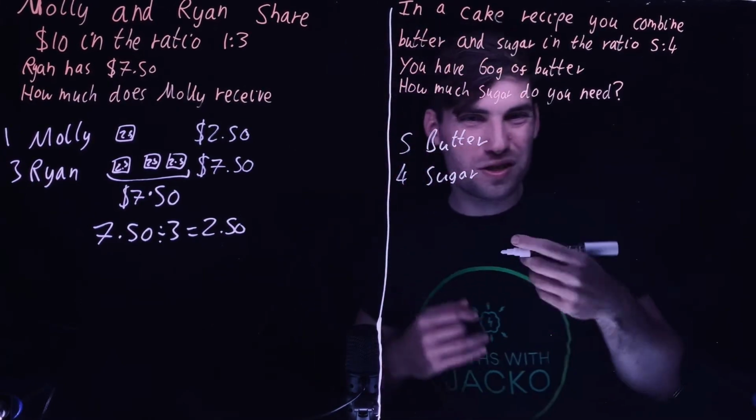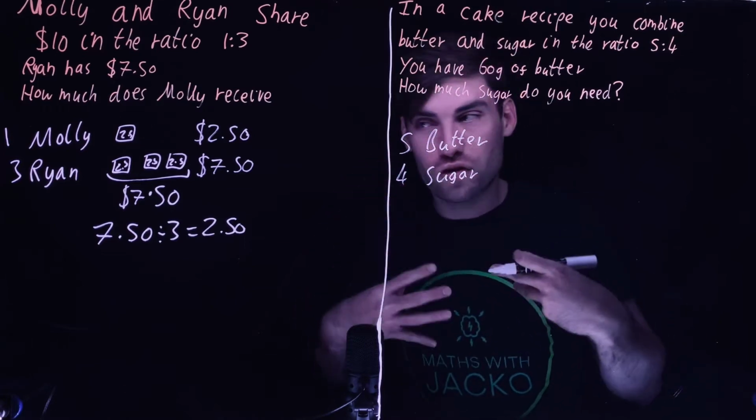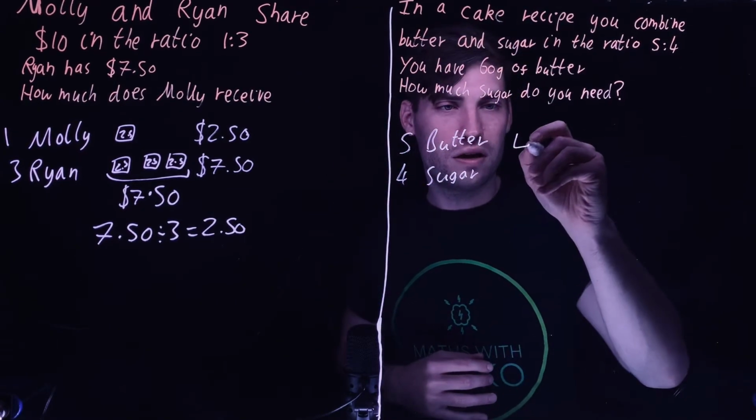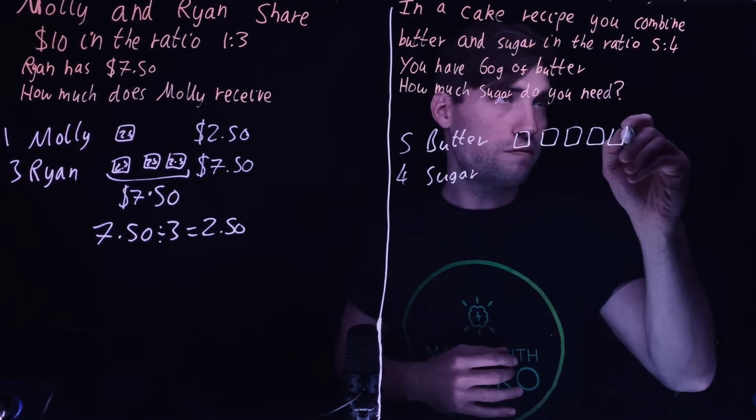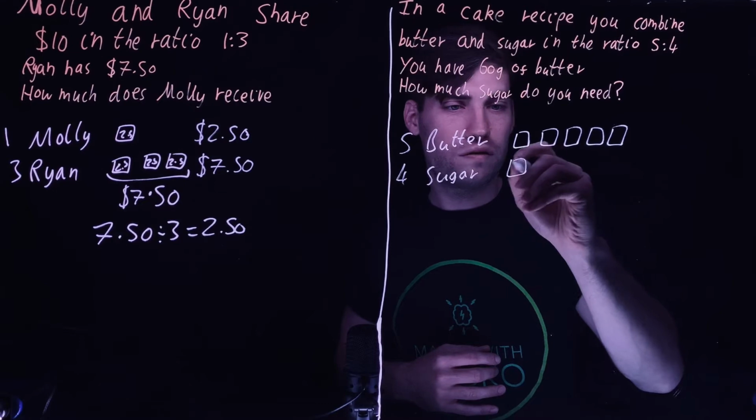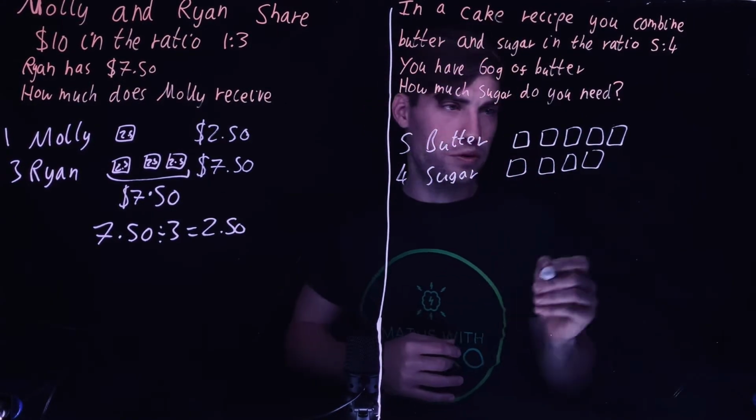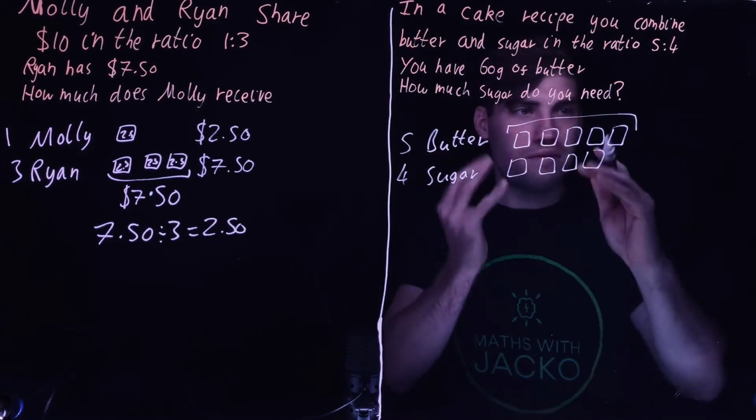You don't necessarily need the numbers there, but I just like to pull them out to help remind myself, especially in an exam when you're stressed. These little things can help you stay in control, which is really important. Stay focused on the task. So butter is 5 and sugar is 4. Right, and it's telling us that we have 60 grams of butter. So these 5 boxes make 60.